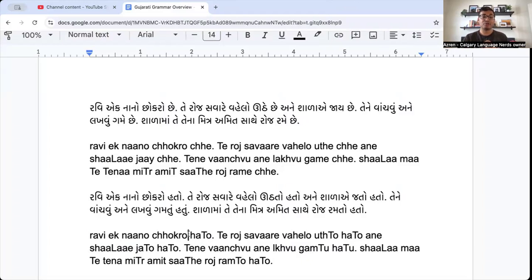But Ravi ek nano chokro hato. He was a small child. Te roj savare velo utto hato. He used to wake up every morning, early every morning. Ane sharae jato hato. He used to go to school, right?